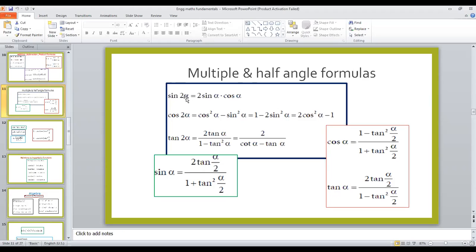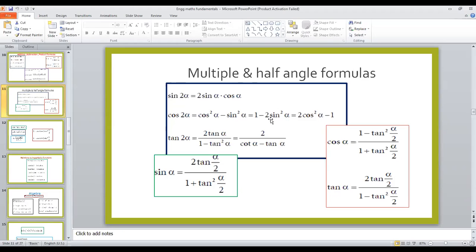See that. Sine of 2 alpha means sine of alpha plus alpha. Do you know the formula of sine of alpha plus beta? Use that. So sine of 2 alpha is 2 sine alpha into cos alpha. Cos of 2 alpha is cos of alpha plus alpha. Use the addition formula. So cos square alpha minus sine square alpha.